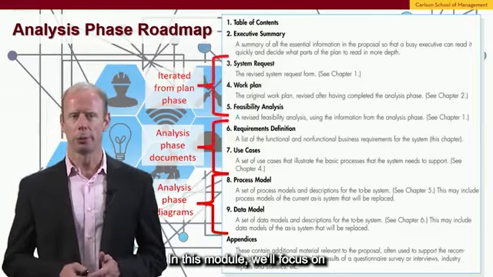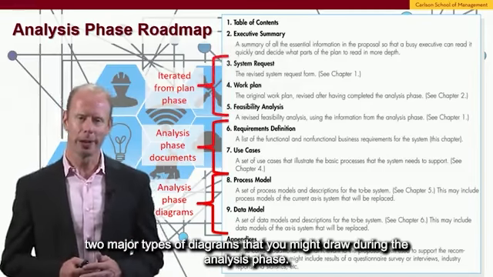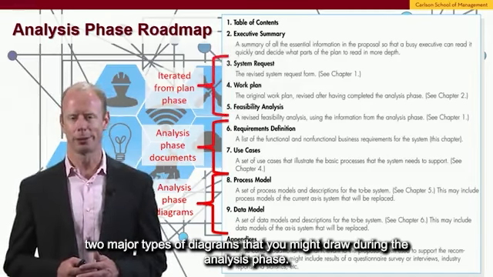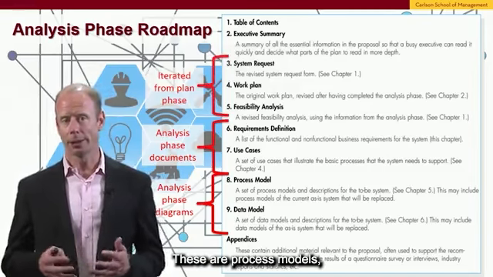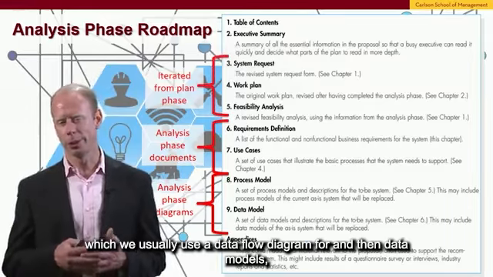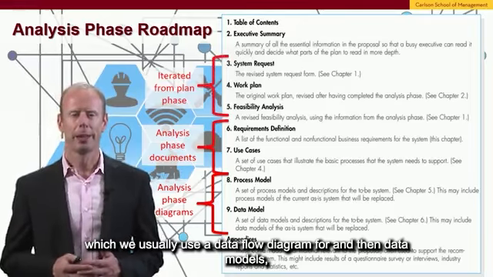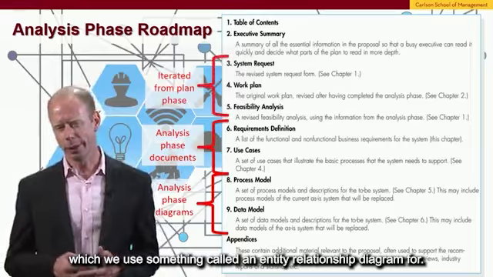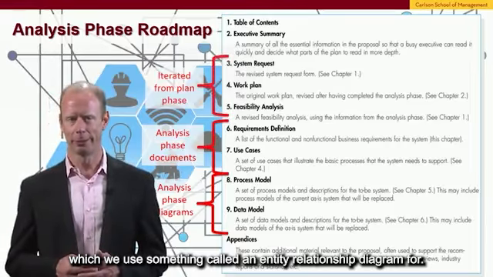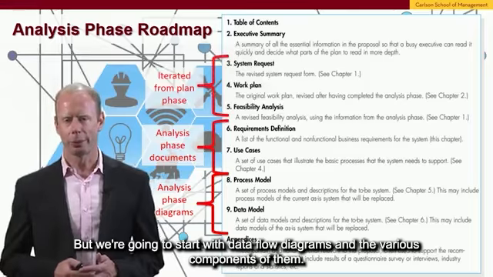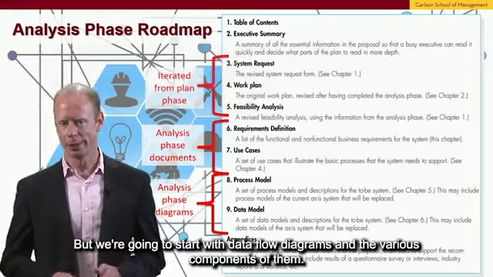And in this module, we'll focus on two major types of diagrams that you might draw during the analysis phase. These are process models, which we usually use a data flow diagram for, and then data models, which we use something called an entity relationship diagram for. But we're going to start with data flow diagrams and the various components of them.